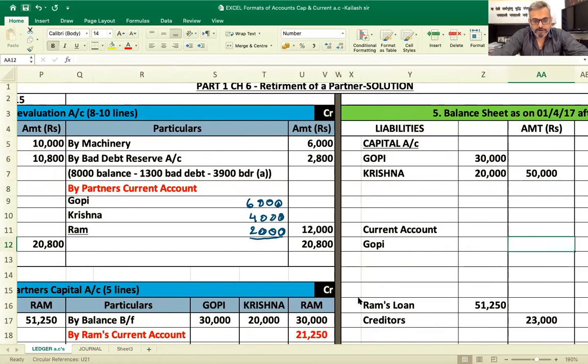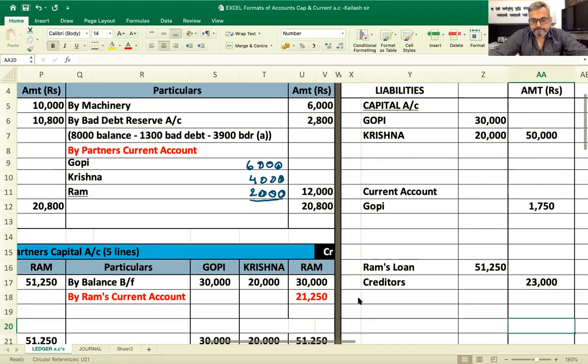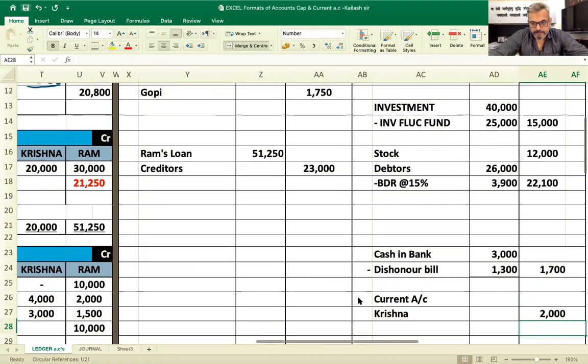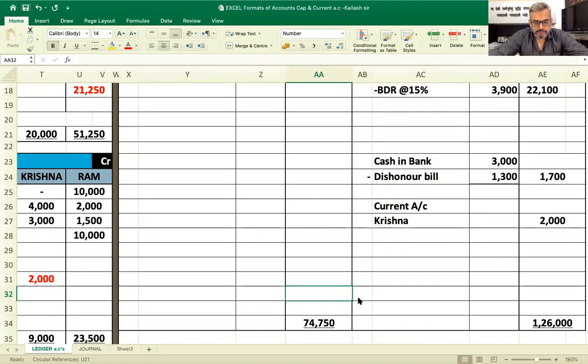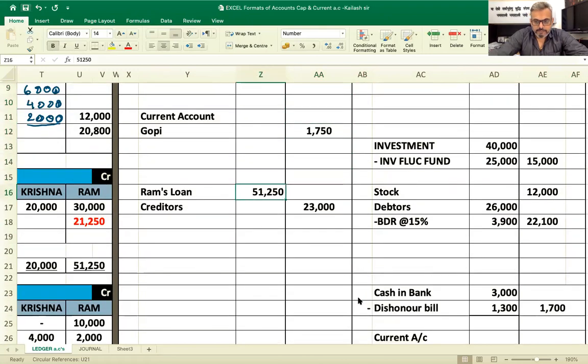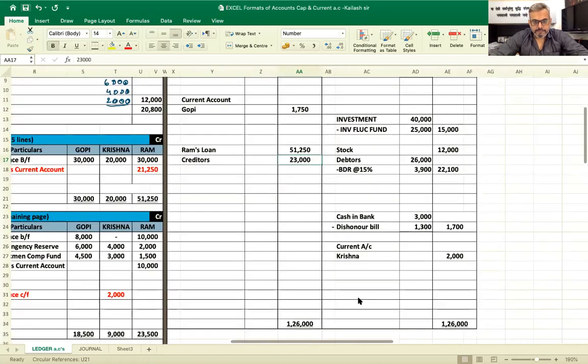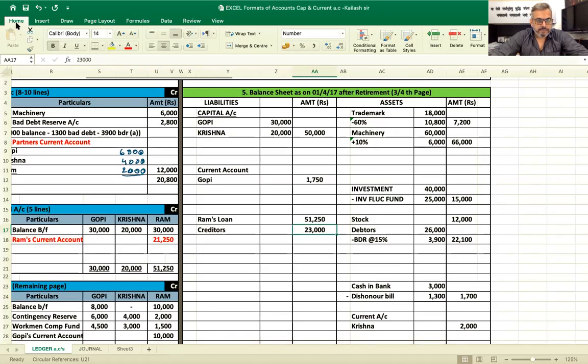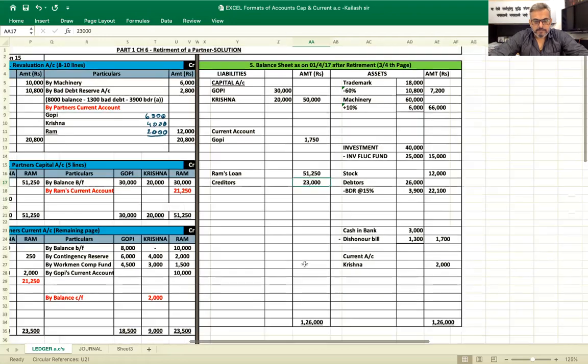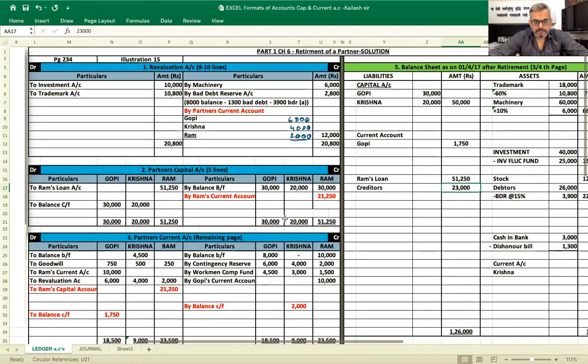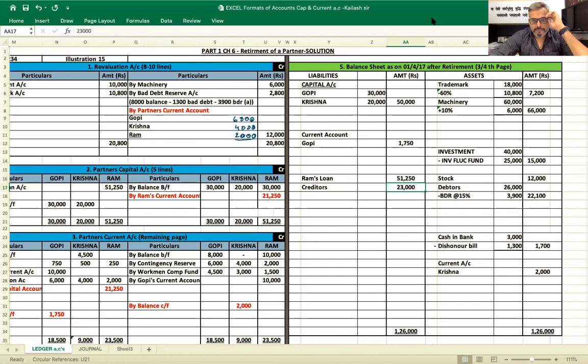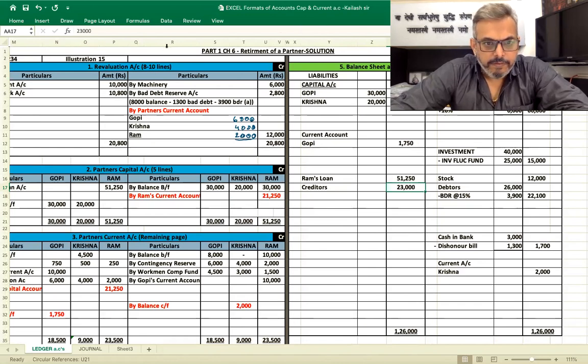Current account, you can directly write in the outer column 1,750. Check and see if everything is done. Then close it, do the totals. Tally ho gaya. That's it. Check the sum. Do the total. And do the sum once again as a part of your homework.